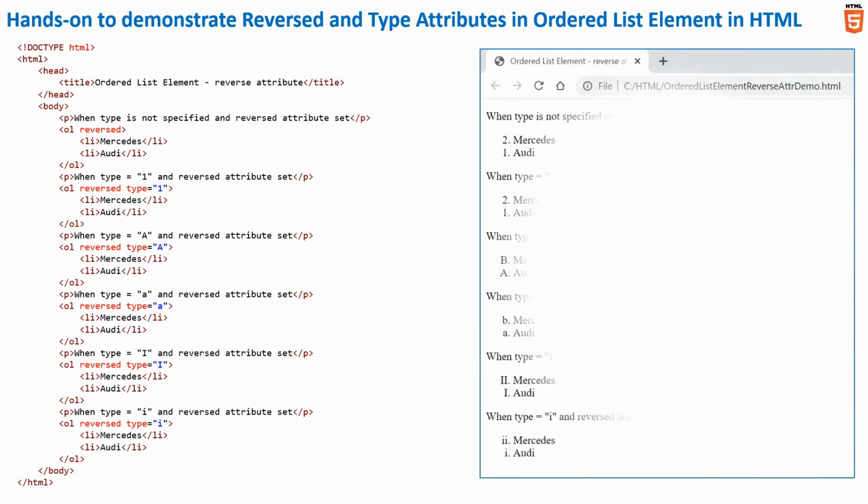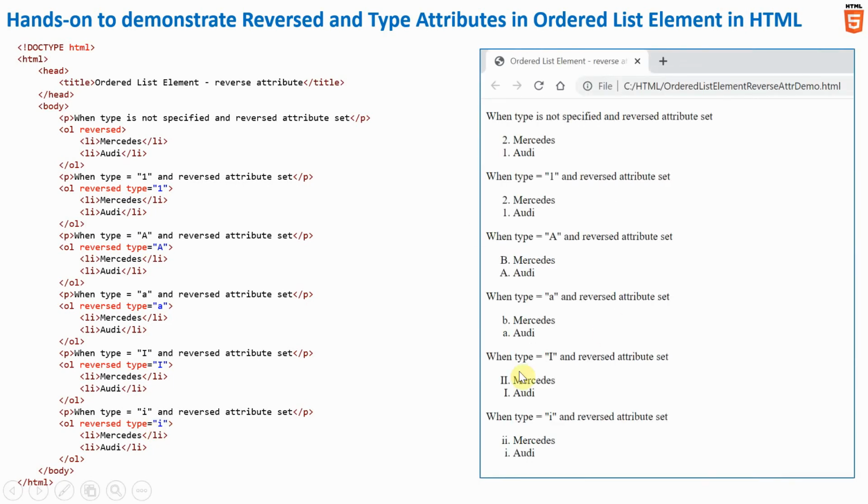Hence, when this code is rendered in the browser, you will get the output as shown here. Thus, in all the cases, irrespective of what value we have for the type attribute, it will get reversed and will be displayed as it is shown here. Now to get a better understanding of how exactly the reverse and the type attribute work when combined together, let's go into the HTML editor and write this code and see how exactly it will be rendered in the browser in real time.